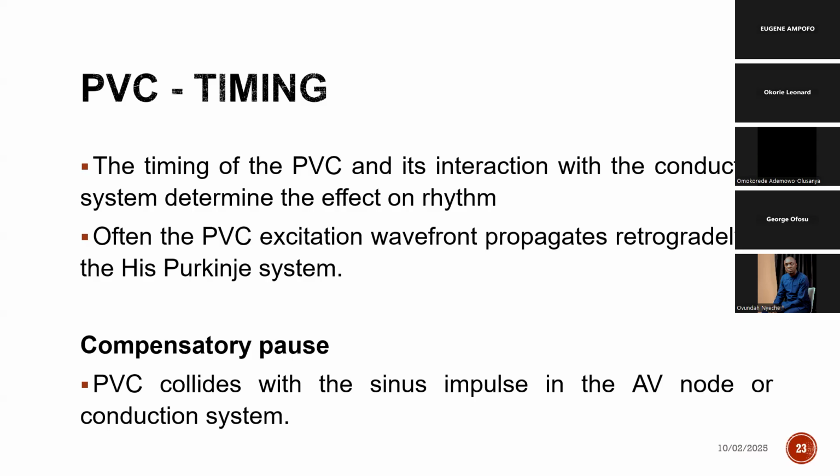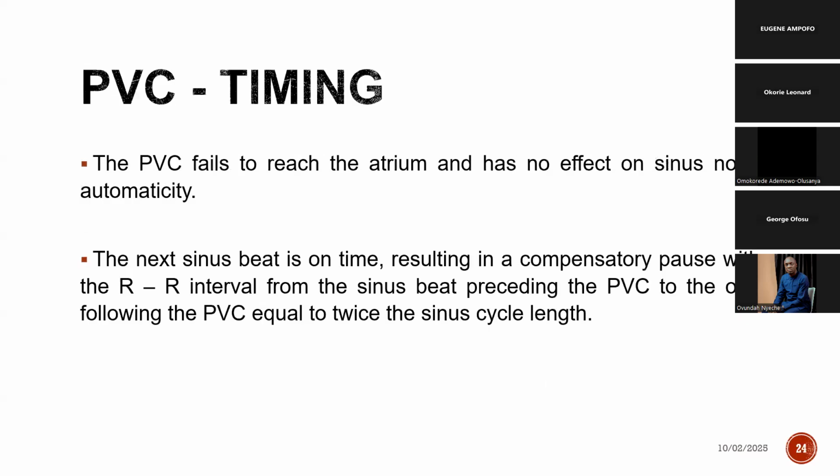With this one, the PVC collides with the sinus impulse, either in the AV node or the conduction system. So as we know, PVC originates from the ventricle or below the bundle of His. It stimulates the ventricles to contract and may go backwards in the conduction system. So as it's going upwards, it may collide with a normal sinus rhythm that is coming downward from the SA node. And when that happens, it creates what is called a compensatory pause.